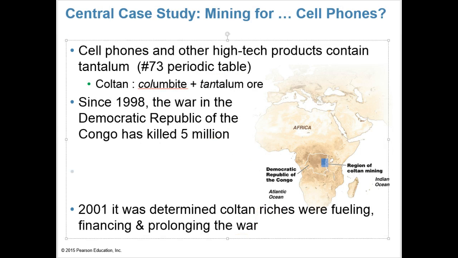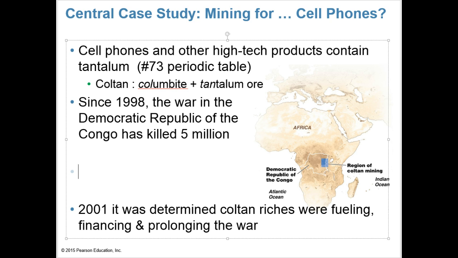Our central case study for this chapter is mining for cell phones. If you take a look at your cell phone, you probably didn't know that it contains a not-well-known metal called tantalum. Just a tiny amount, but no cell phone could operate without it. Tantalum is number 73 on the periodic table of elements.